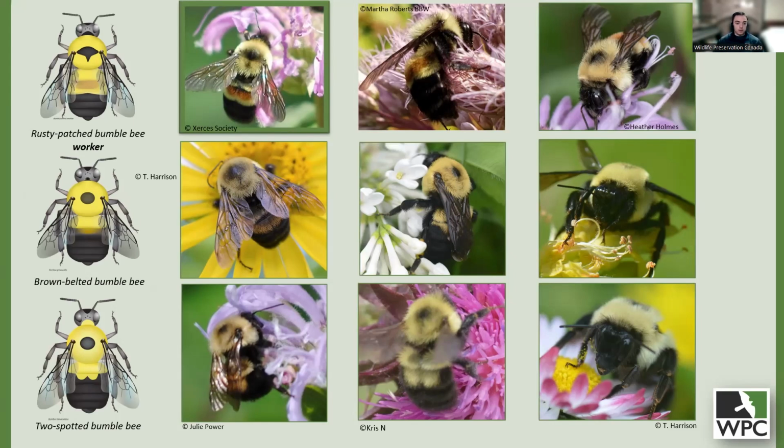We can also see that the two-spotted bumblebee has much longer hair than the brown-belted bumblebee, and that's the top of the head of the two-spotted bumblebee has yellow hairs compared to the brown-belted bumblebee that has black hairs.